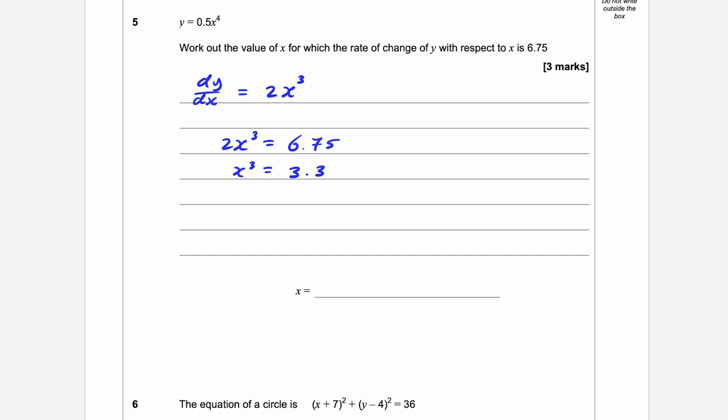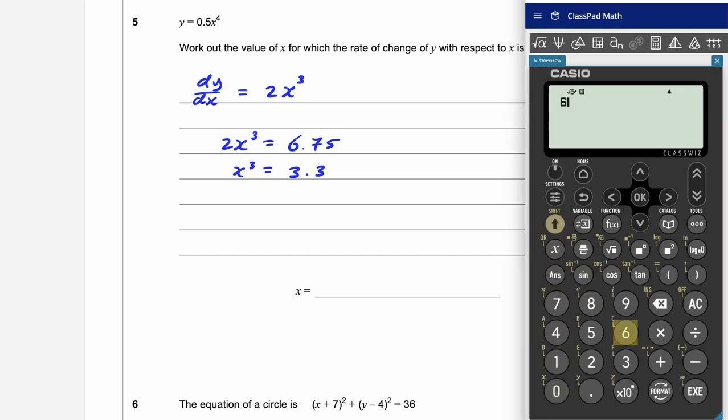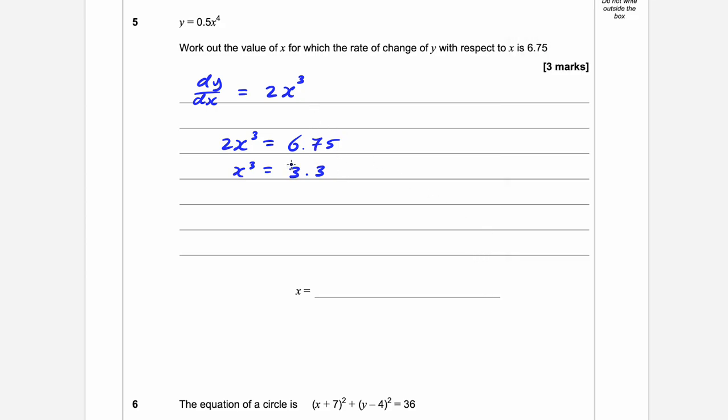I need a calculator. 6.75 divided by 2 is 27 over 8. Okay, I actually prefer that, guys. This is 27 over 8. The reason I prefer that is because when I cube root that, the cube root of 27 is 3, and the cube root of 8 is 2. Obviously, you can do it on the calculator.